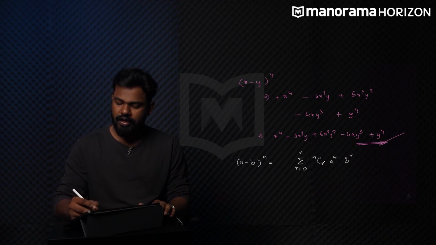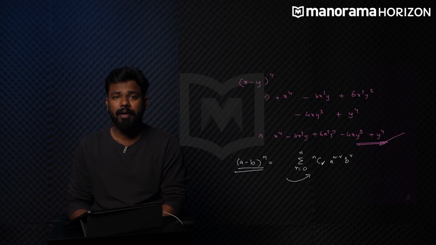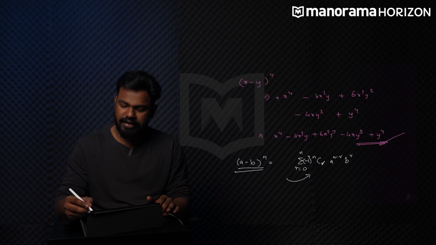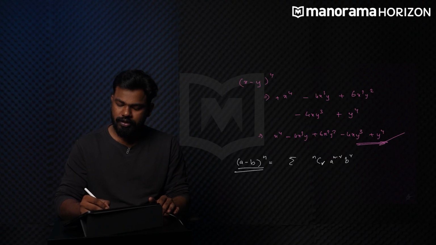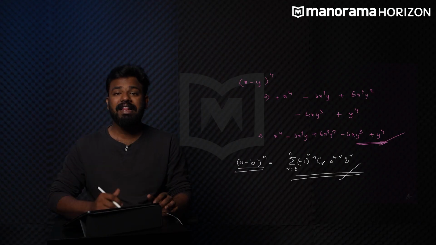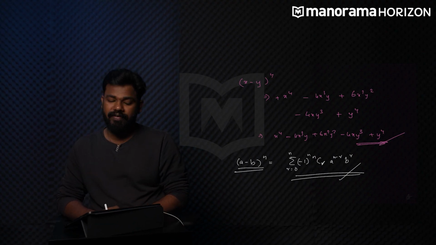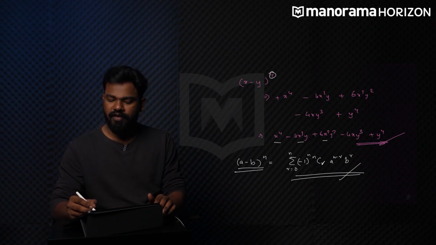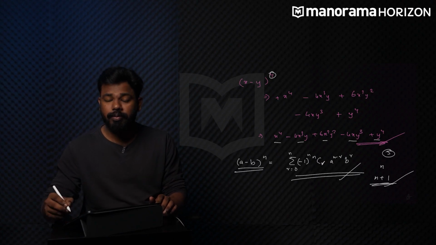If I simply write a minus b the whole raised to n like this, that is not the right answer. Since there are alternate negative and positive terms, you have to put a minus 1 raised to r inside. So inside the formula, you have to put sigma r equal to 0 to n, then put minus 1 raised to r also inside. And that minus 1 raised to r will decide which terms are positive and which terms are negative in a binomial expansion. Also look at this: if the power is 4, the total number of terms is 1, 2, 3, 4, 5. So that is 5. So if n is the power, the number of terms will be n plus 1. Also remember that.